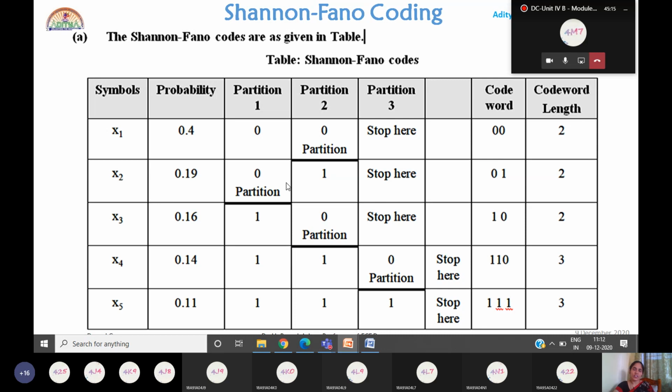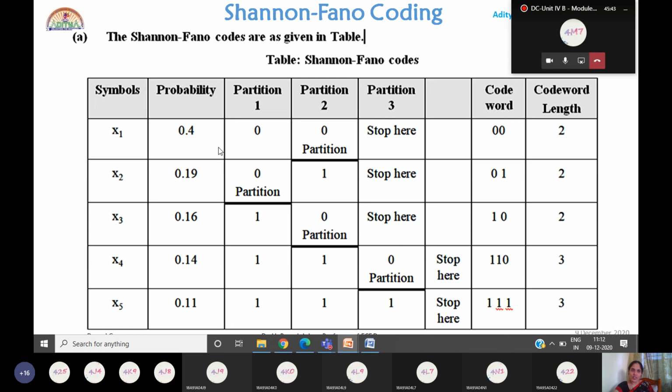Now, see here, I will tell you an example. One point here: if you observe, the x1 code word starts with 0 and the second element is 0. For x2, the code word is 0, 1. For x3, the code word is 1, 0. For x4, the code word is 1, 1, 0. For x5, the code word is 1, 1, 1.